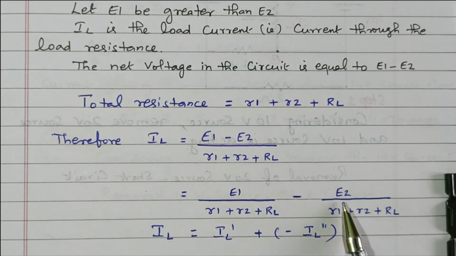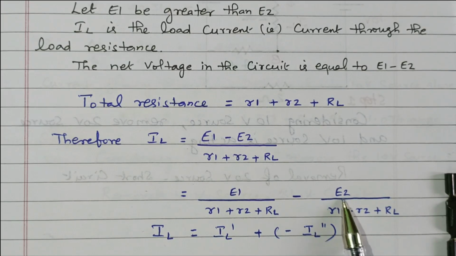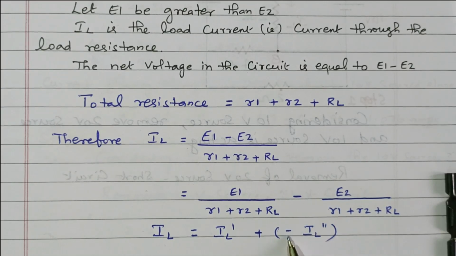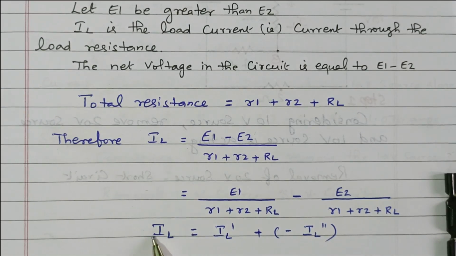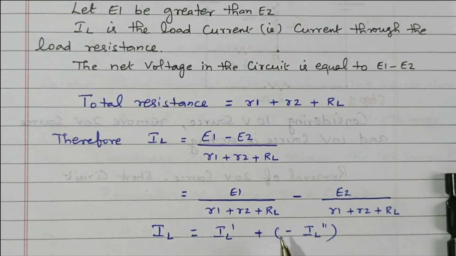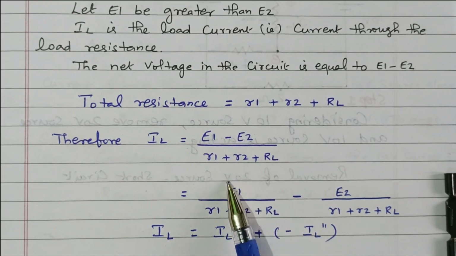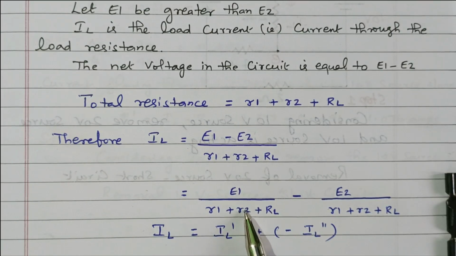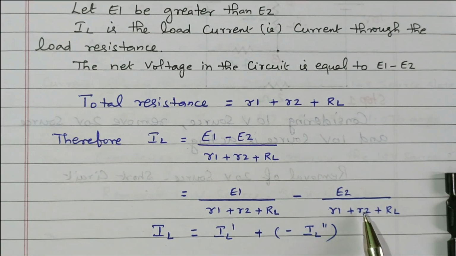Similarly, this term is nothing but the current flowing through the load resistance due to only E2. So that is taken as IL double dash. It is flowing in the opposite direction, so it is minus IL double dash. The sum of these two is nothing but the total current flowing through the load resistance RL, that is IL. So this is the statement given by the superposition theorem. While writing the equation, we are clearly able to understand this term is due to only E1, current flowing through due to only the source E1. This term is the current flowing through the load resistance RL due to only voltage source E2. So the sum of these two is nothing but IL.